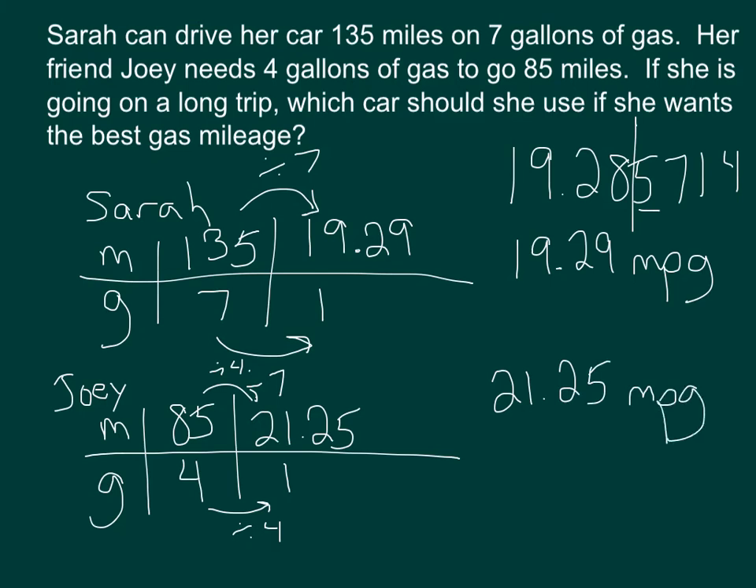When you're dealing with miles per gallon, you want to pick the one that is the highest. You want to go the furthest amount per gallon so you don't need to use as much gas when you're going a far distance. So in this case, we would be better driving Joey's car because his gas mileage is 21.25, where Sarah's is only 19.29. It's not a huge difference normally, but if it's a long trip, it will make a difference in terms of how much you have to pay. Have a good day.